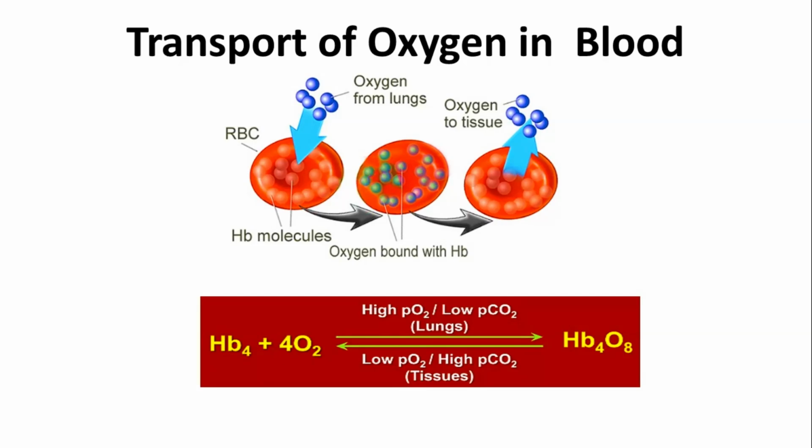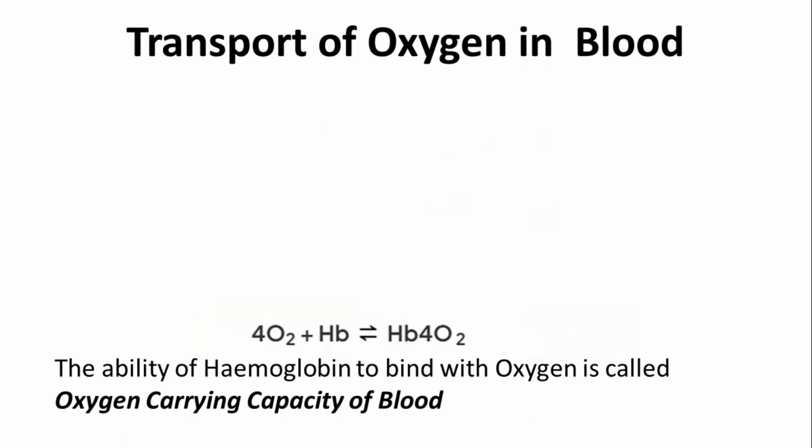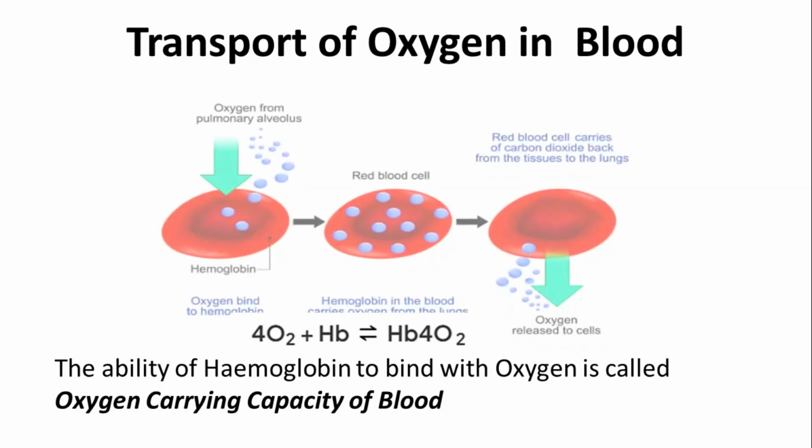At the high partial pressure of oxygen, oxygen will bind with hemoglobin. This binding is reversible and it occurs in the lungs in the presence of an enzyme known as carbonic anhydrase. Each molecule of the hemoglobin can bind with 4 molecules of oxygen to form oxyhemoglobin. The ability of the hemoglobin to bind with oxygen is known as the oxygen carrying capacity of the blood.